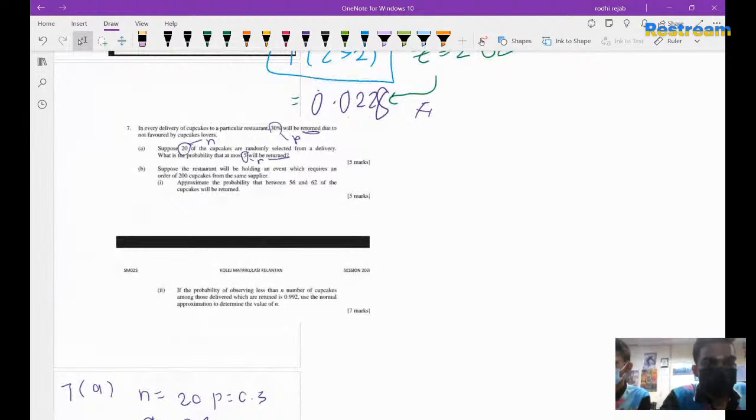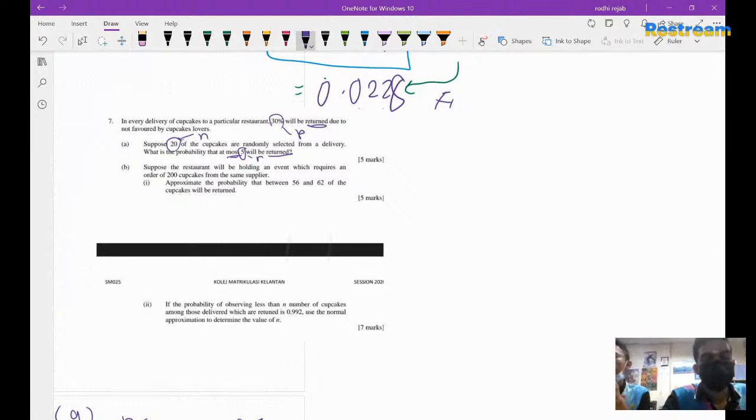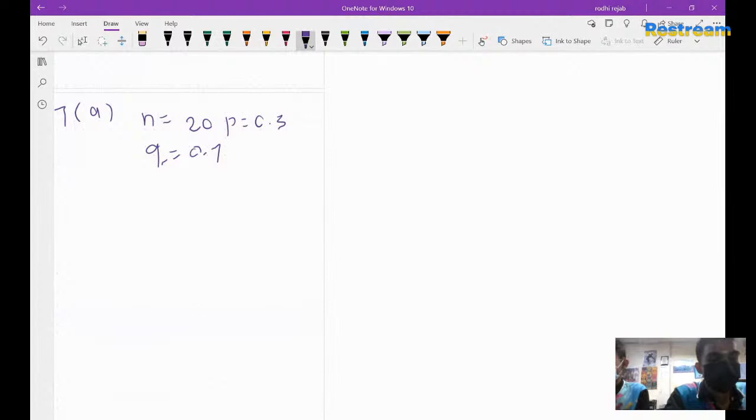what's the probability of at most? That means maximum 5 sahaja akan dipulangkan. So kita tahu, if maximum is 5, that means it can be 1, 2, 3, 4 and 5, right? That is why P(X is less than or equal to 5).